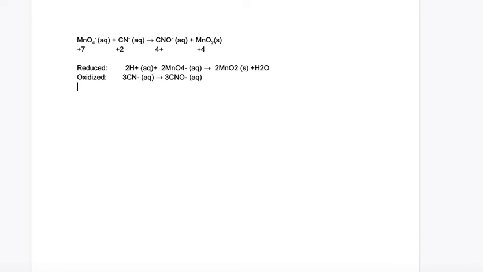We now put them back together in one big reaction. I got 2 hydrogen ions. They're in solution. I got 2 MnO4- ions in solution. I got 3 CN- ions in solution, and it produces, other side of the arrow, 2 MnO2 solids plus 1 water, that's liquid, plus 3 CNO- aqueous in solution. All right.